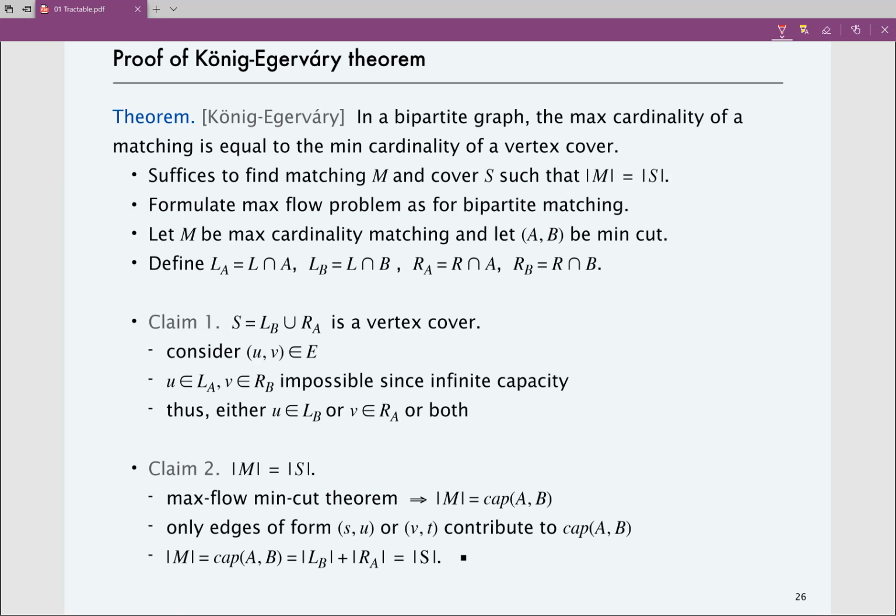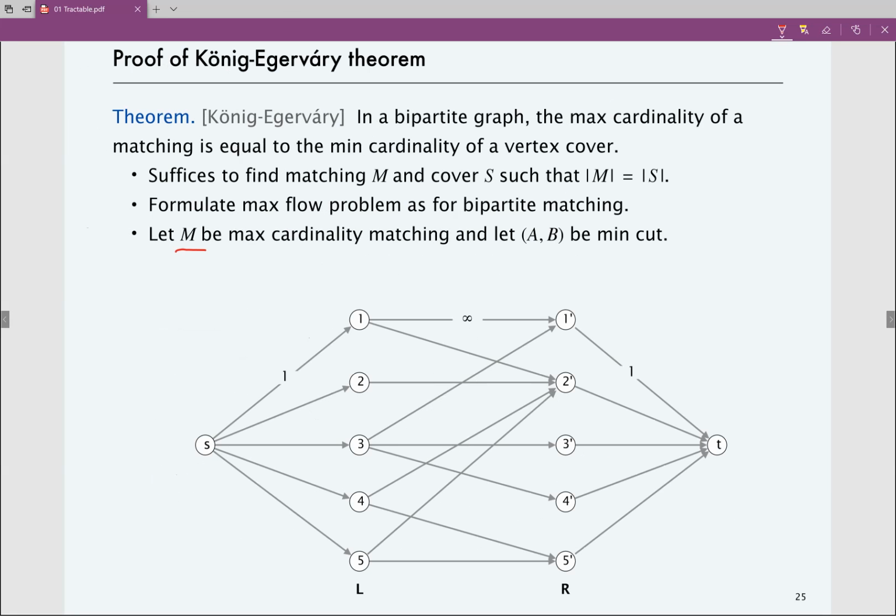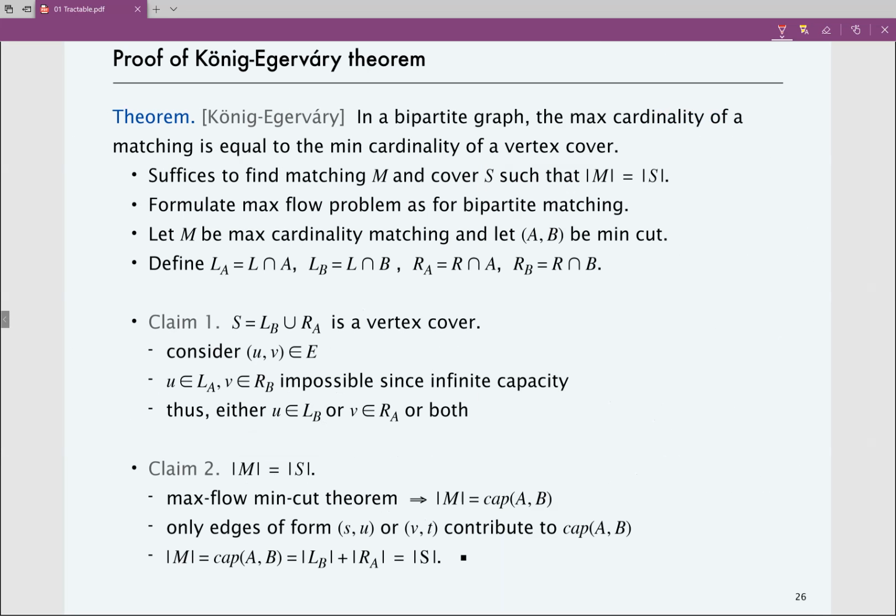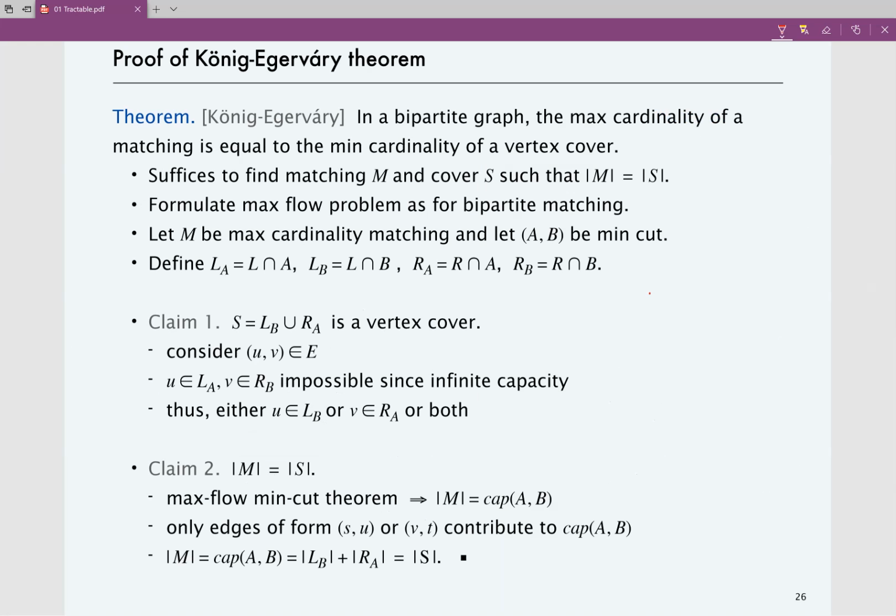Okay, so just to make this a bit more pictorial, suppose we had... well, let me actually draw a new figure over here. Suppose we had a bipartite graph like this. Let's make some edges, like that, okay?